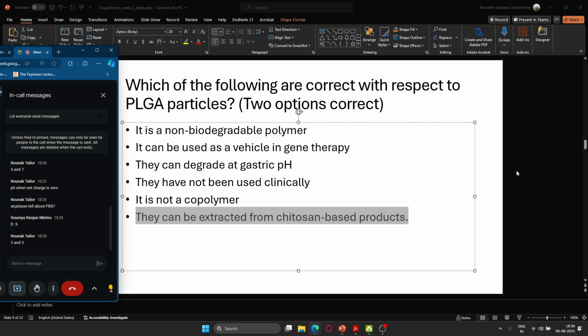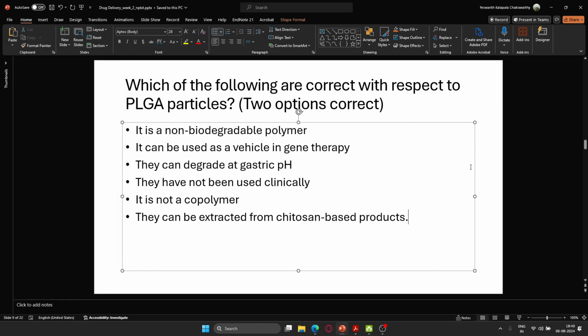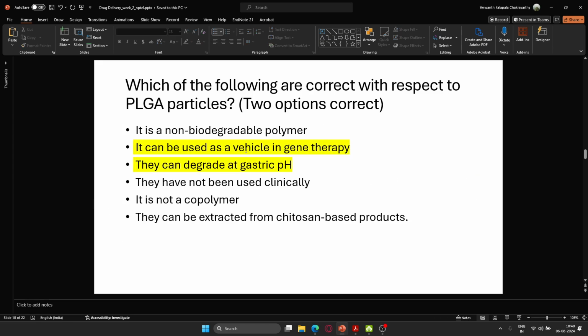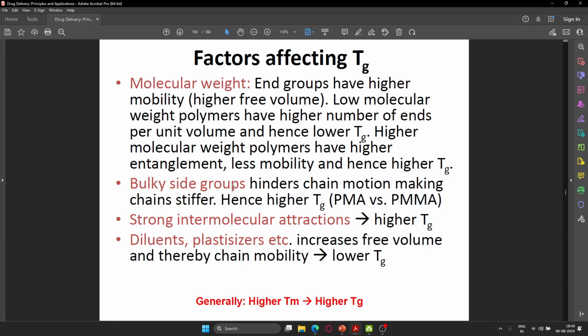Is it non-biodegradable? Okay. Rahul says 2 and 3. It can be used as a vehicle in gene therapy and they can degrade at gastric pH. Any other differing views? Yeah, so basically, you're correct. They can be used as vehicles in gene therapy and they can degrade at gastric pHs. And why can they degrade at gastric pHs? Any idea?